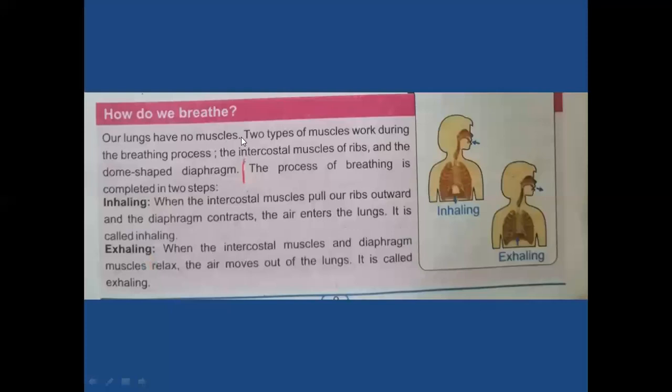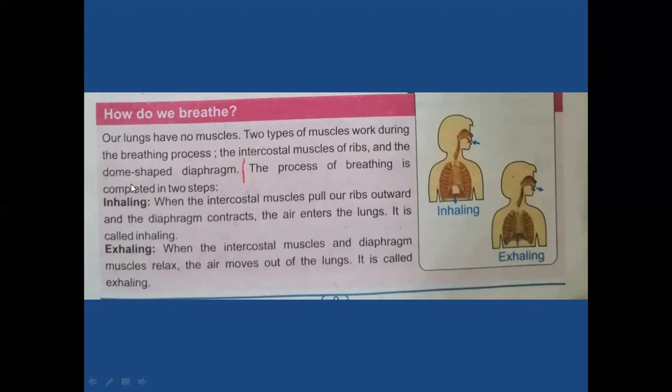How do we breathe? Our lungs have no muscles. The lungs are made up of a special type of muscle called smooth muscles, but they are different from the normal muscles that our body is made up of. So we say that our lungs have no muscles. Two types of muscles work during the breathing process: the intercostal muscles of the ribs and the dome-shaped diaphragm.